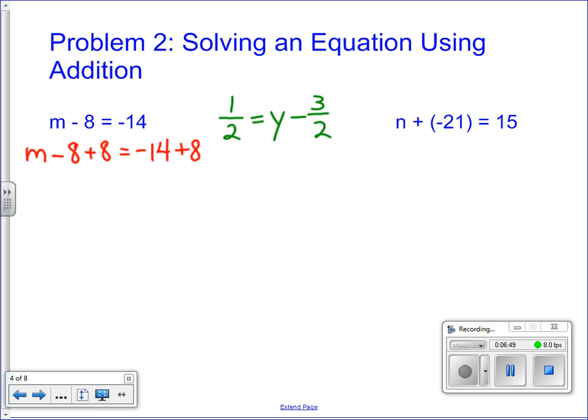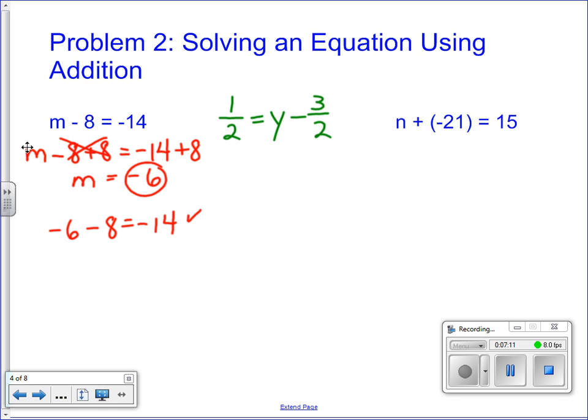All right, negative 8 plus 8 is equal to 0, so I'll bring down my m. And negative 14 plus 8 is negative 6 for our answer. Checking our work, we would take negative 6 minus 8 and make sure that we get negative 14.